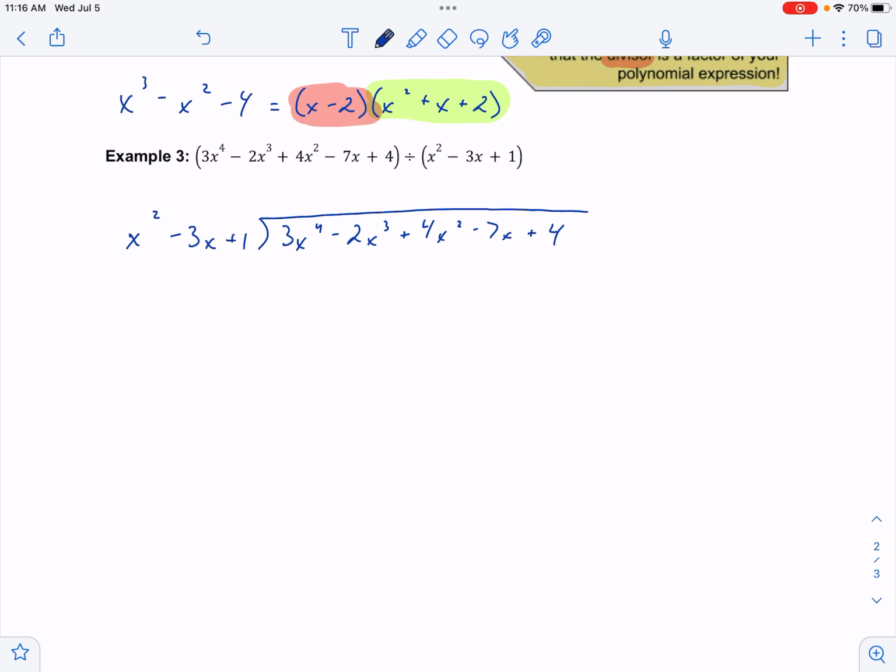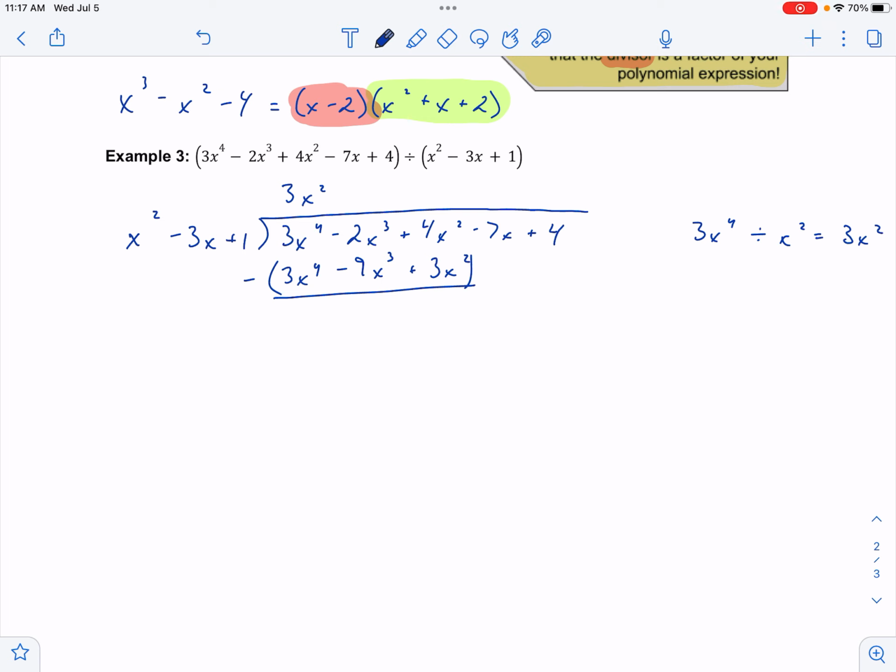And this is a long question, but truly nothing is going to change in our process. Let's start. Check against the first terms. 3x to the 4 divided by x squared will leave me with 3x squared. I multiply. 3x squared times x squared is 3x to the 4. 3x squared times negative 3x is going to be negative 9x cubed. 3x squared times positive 1 is 3x squared. I subtract the whole thing.